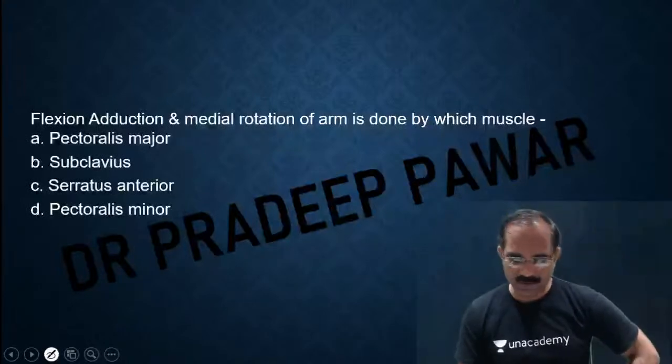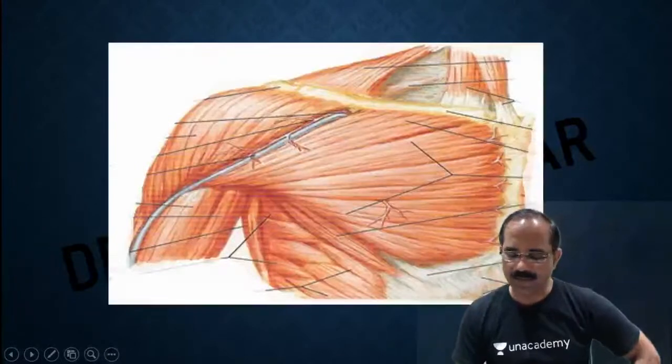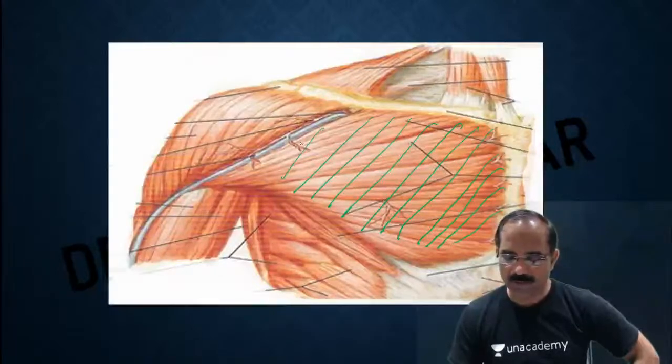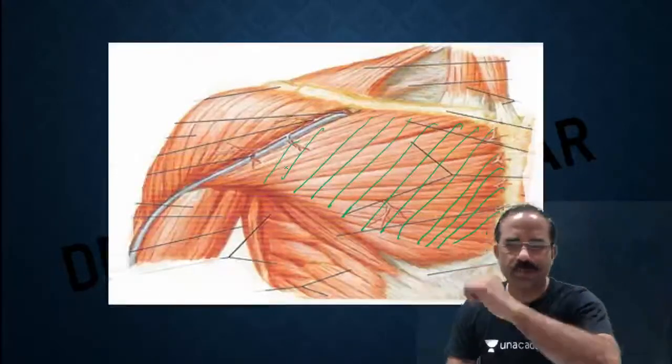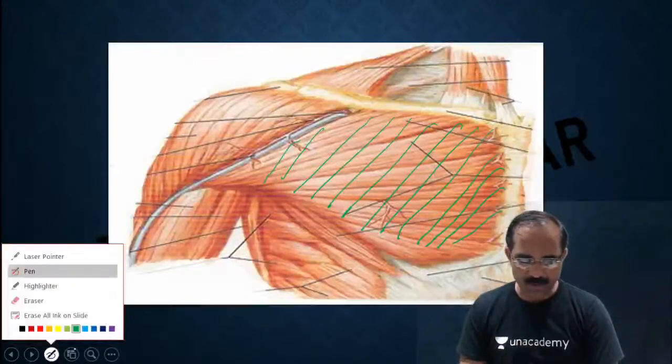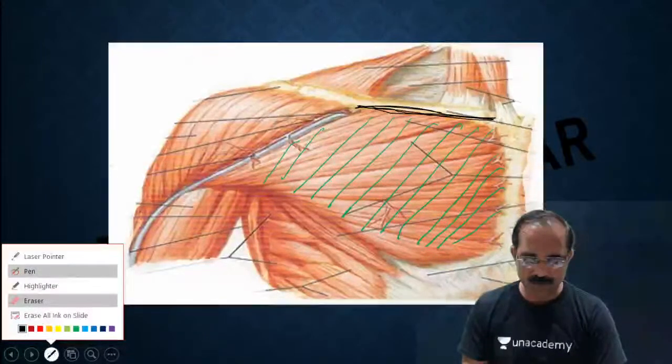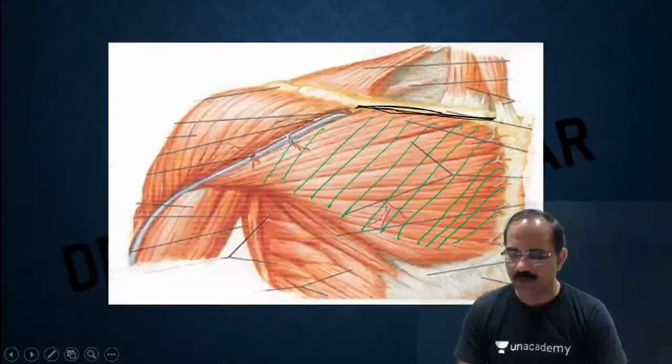Flexion, adduction and medial rotation is done by, look at this muscle. What is this muscle? This is the pectoralis major. Now, what is the origin of pectoralis major? Students, what is the origin of this muscle? It begins from the medial two-thirds of the clavicle.